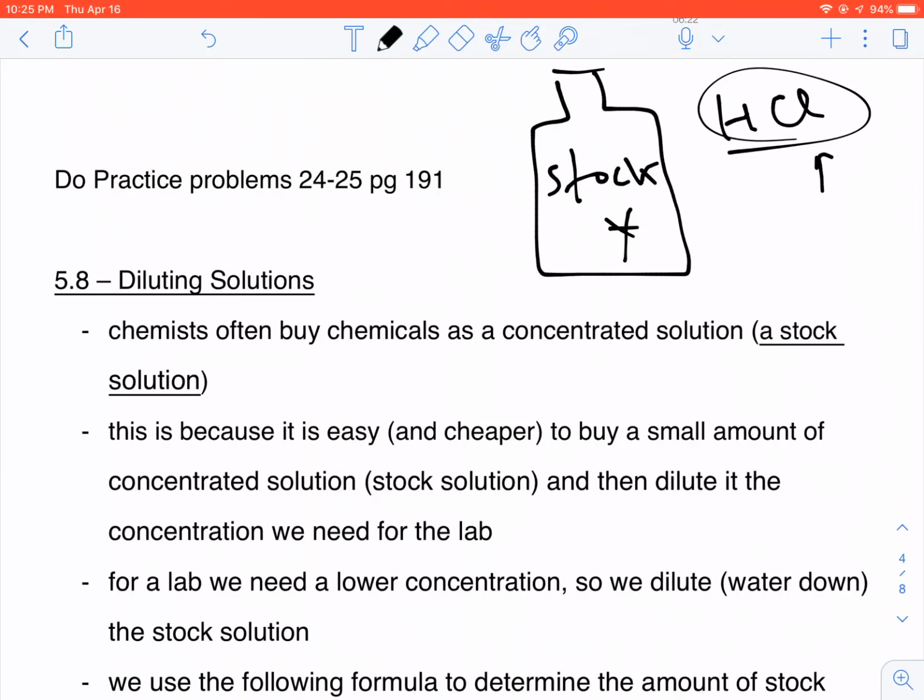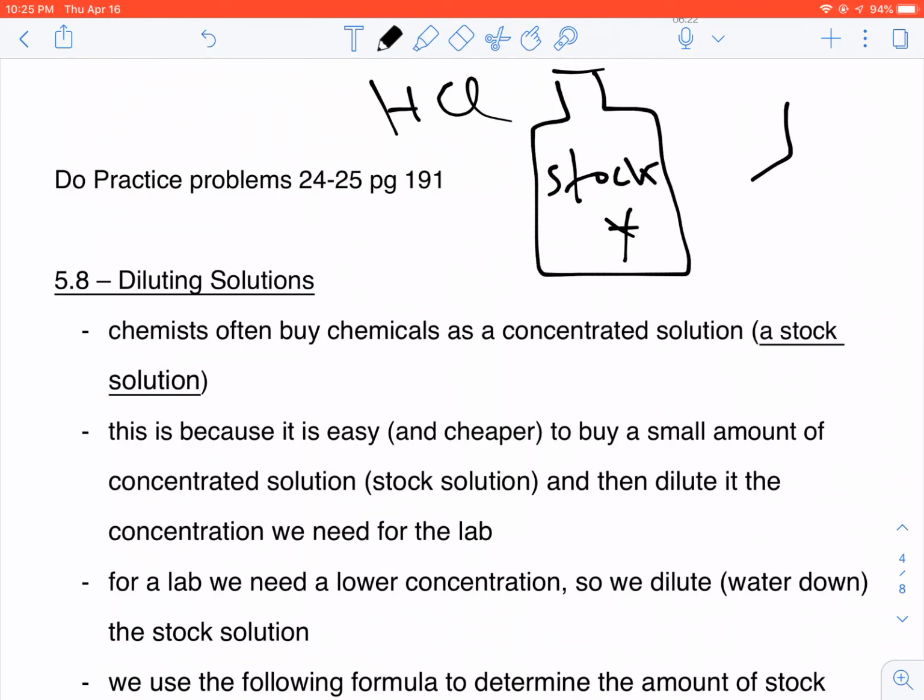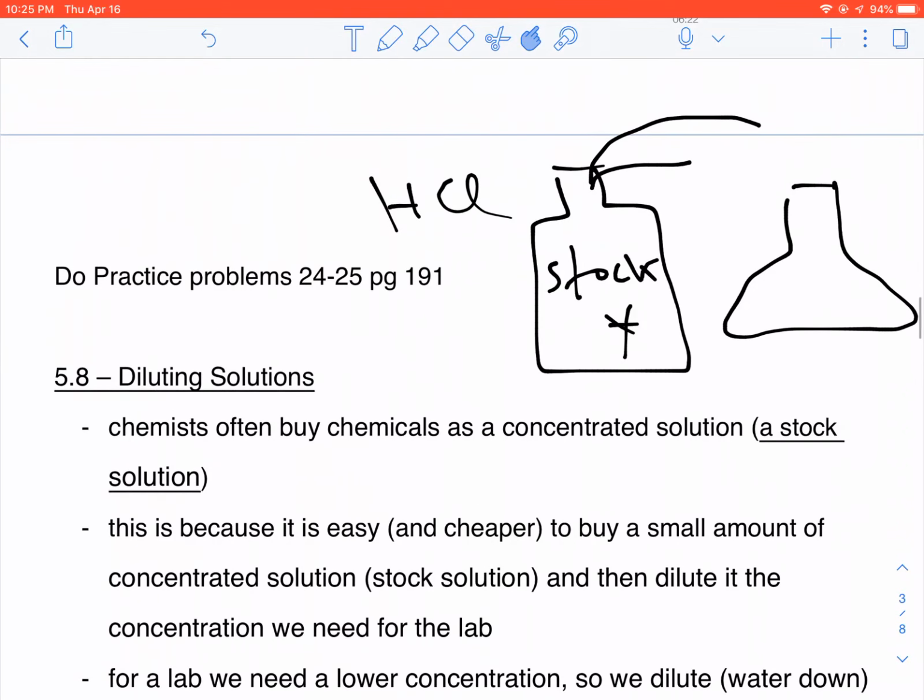Now, in order to use this in my lab, what I'm going to do is very similar to what I did a minute ago. So this is HCl. I'm going to start with a graduated Erlenmeyer flask, and from here I'm going to take a very small amount and put it in here. Just a few drops at the bottom, and then I'm going to add water and make it more dilute. I'm going to water it down. I'm going to make it more useful to me as a scientist.